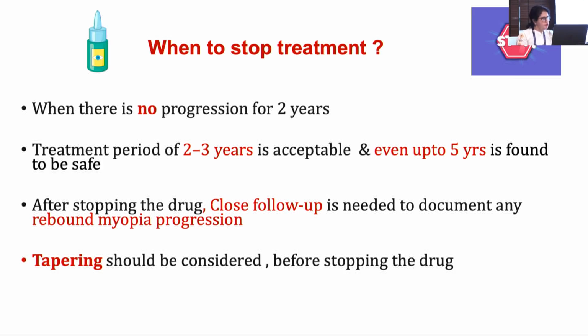So when to stop atropine treatment? When there is no progression for 2 years, a treatment period of 2 to 3 years is acceptable, and even up to 5 years is found to be safe in different studies. After stopping the drug, close follow-up is required to document any rebound myopia progression, and tapering should be considered before stopping the drug.